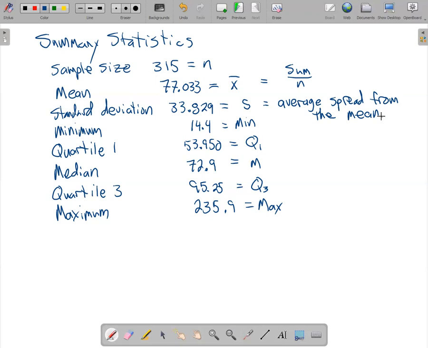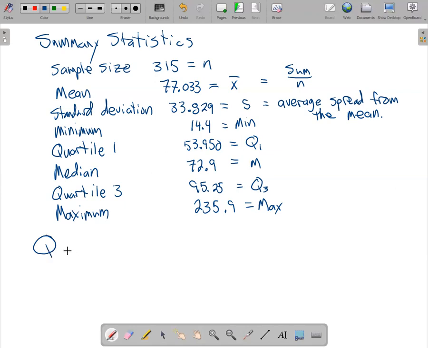Q1 is an interesting number. So think about the word quartile. It sounds like the word quarter. When I think about quarter, I think 1/4 of something, 25%. So what Q1 is, it's a line you draw in the list of the numbers to say 25% of the numbers are at or below this point. That's what Q1 is. I'm going to write that underneath here.